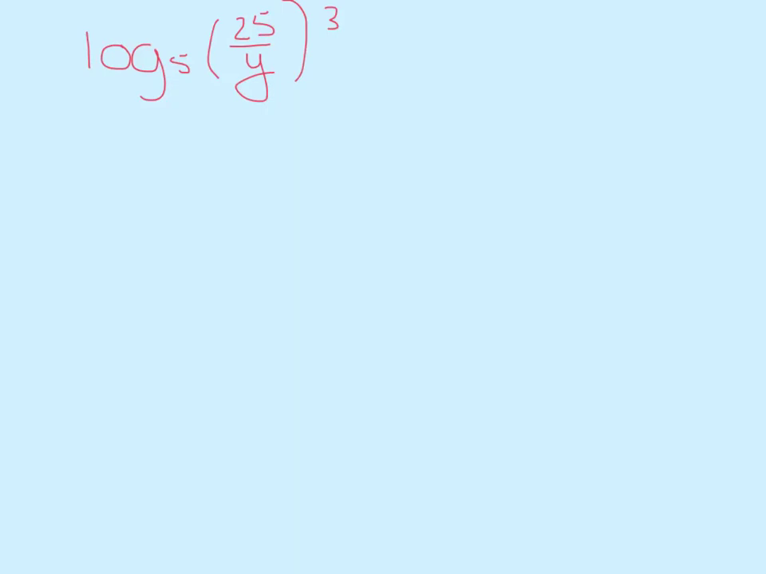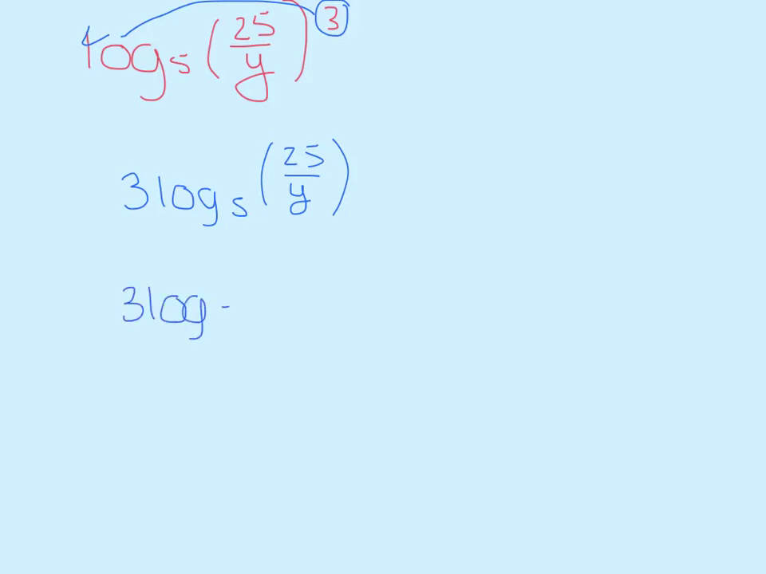All right, so here's the next example. This is b. So I like to bring my exponents to the front first. So I'm going to go ahead, bring this to the front. Let's rewrite it. So that's 3 log base 5. And remember, when you have the quotient of something, you want to break it up through subtraction. So that's going to be 3 log base 5 of 25 minus 3 log base 5 of y.